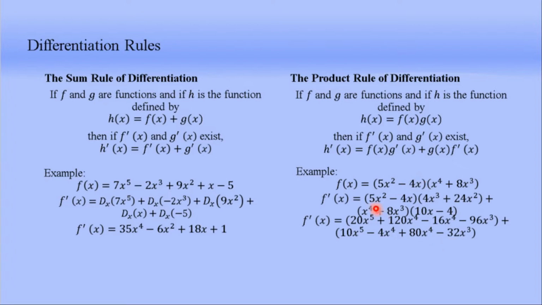So the next thing that we're going to do is to multiply this term to this term and this term. Okay, so 5x squared times 4x cubed. So that is going to be 20. So 5 times 4 is 20. And then we're going to add the exponents of the variable x. So that is going to be x raised to the 5th power, or x^5.